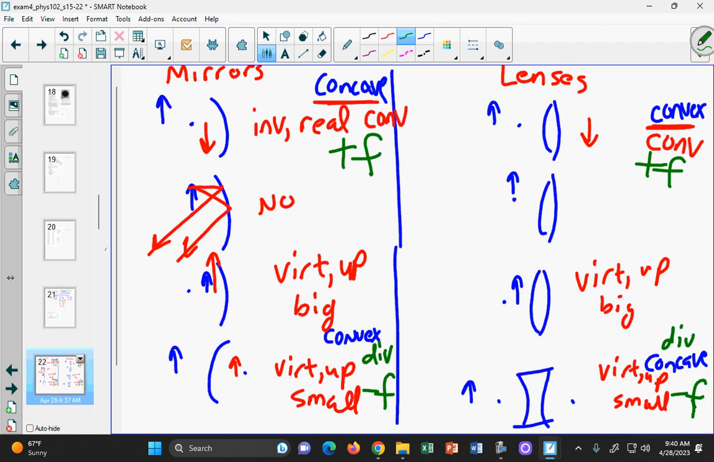If you know your ray diagrams, you'll know these better too. And also, this will help you with your ray diagrams, because you'll know what kind of image to expect. And if you know what kind of image to expect, then you know where those rays are going to cross. Okay? That help?